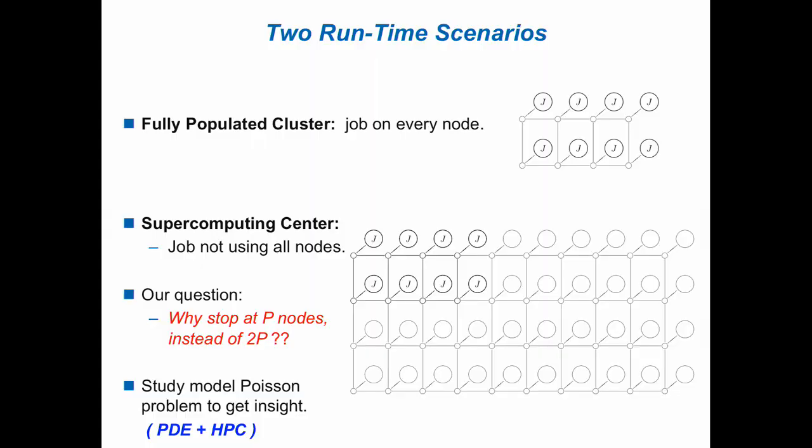We definitely worry about it. All right, so 2 runtime scenarios. We have a fully populated cluster. This will be important for my last couple of slides in my talk. With this fully populated cluster, you have a job on every node. All right, well, there's not much you can do here. You can't increase the number of processors, right? So you just make the nodes run as fast as possible and squeeze it all in and hope that you can do that.